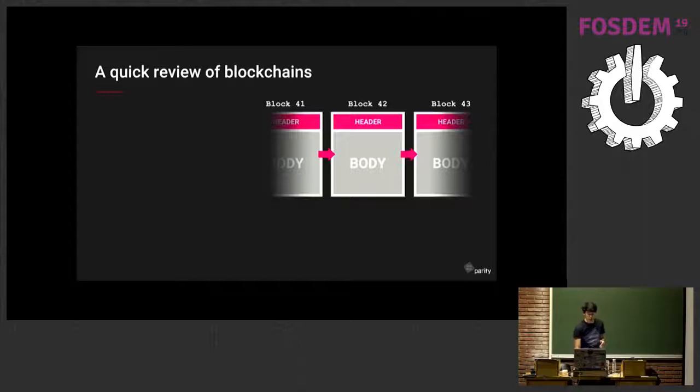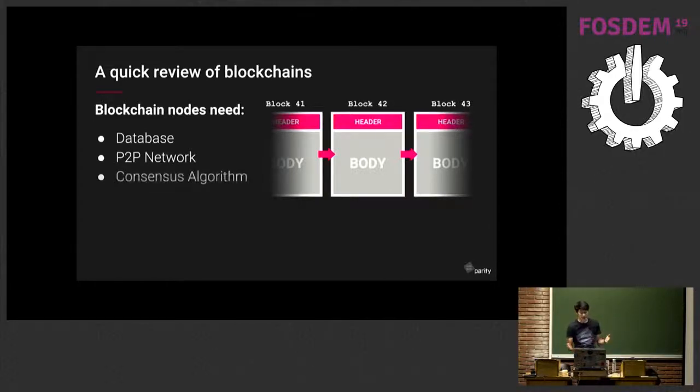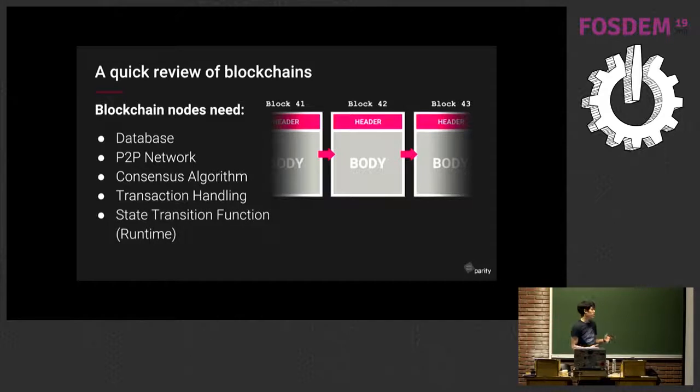And in order to build a blockchain node, you need a few things. You need a database. You'll need a peer-to-peer network for the nodes to talk. You'll need a consensus algorithm for the nodes to come to an agreement, transaction handling to queue and manage messages, and you'll need a state transition function, which is really the main logic and what we will call the runtime.